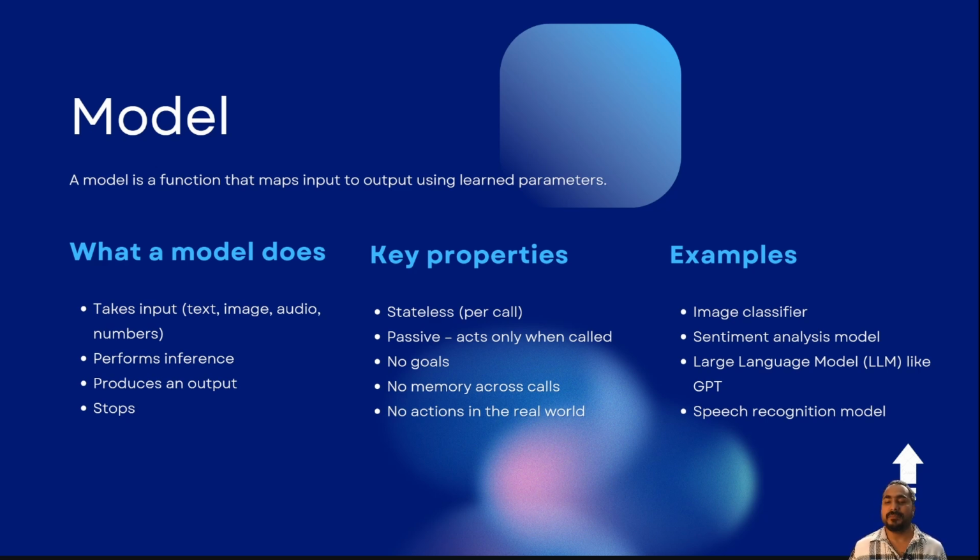Here's an important distinction. When you use ChatGPT, the product, it seems to have memory and can browse the web. But that's not the model doing that. That's the infrastructure around the model. The model itself is just a function. This brings us to agents.